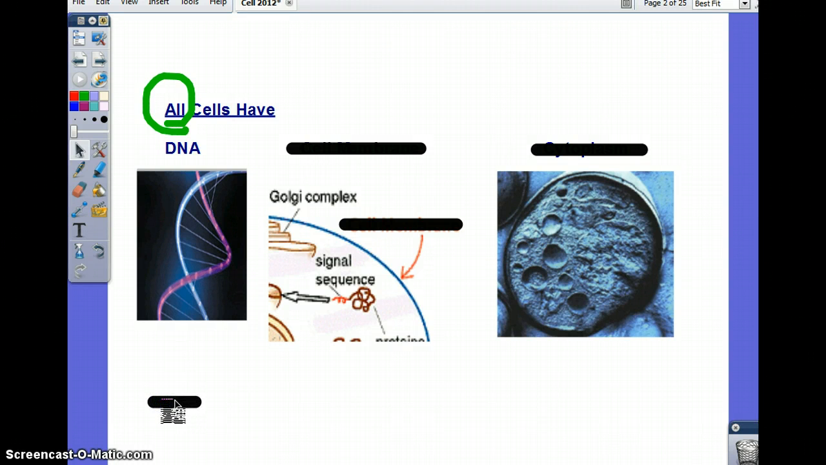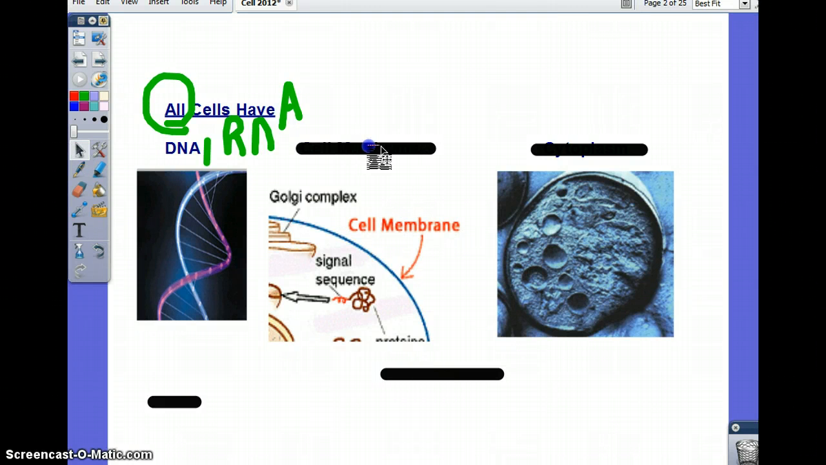All cells have either DNA, and we could actually put RNA, because it could be any kind of nucleic acid, which, by the way, is the 4th organic compound. Nucleic acids are the 4th organic compound, which we're going to talk about at the end of semester 1. One of the hardest tests in bio, actually. What else? A cell membrane. Good. Cell membrane. The border of the cell.